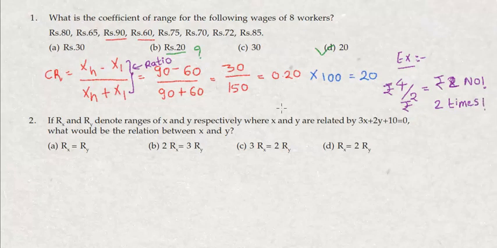So now I think you are clear that a ratio cannot have any kind of units. So our answer is 20 only. It can never be rupees 20.